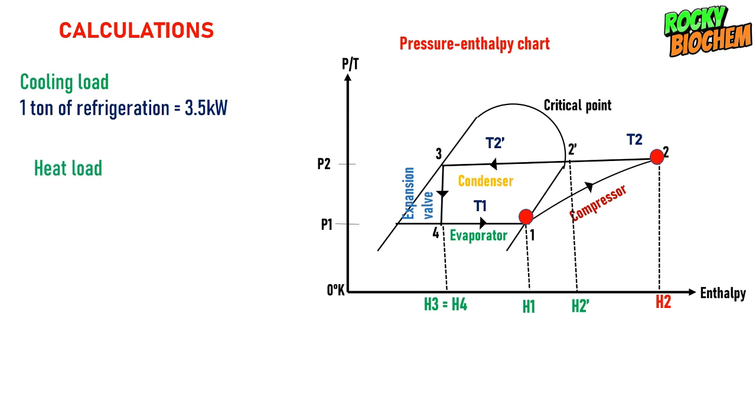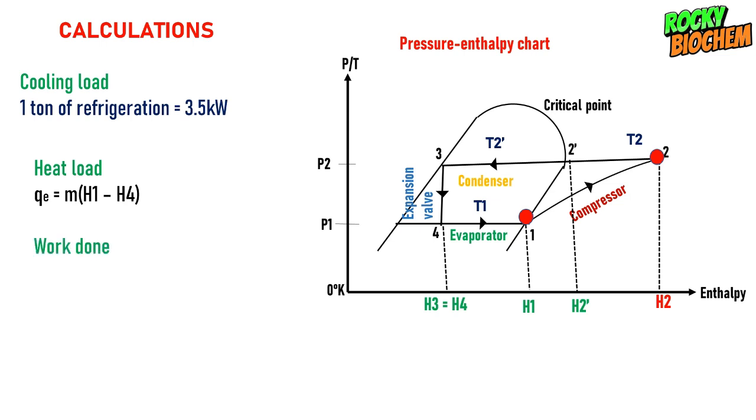You would also be asked to calculate the heat load. Heat load can be determined at the evaporator region here. That's the rate of heat exchange between the food itself, or whatever is placed in the refrigerator, and the refrigerant at the evaporator region. We can determine this heat load by M multiplied by H1 minus H4, where M is the mass flow rate of the refrigerant, H1 is the enthalpy at point 1, and H4 is the enthalpy at point 4 here.